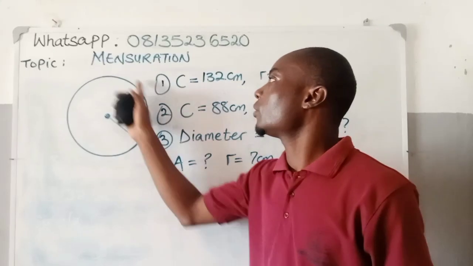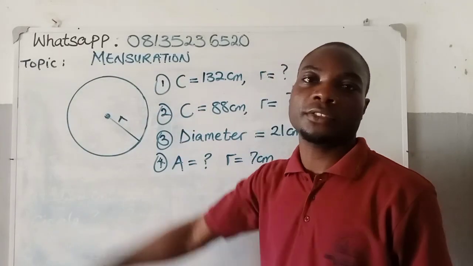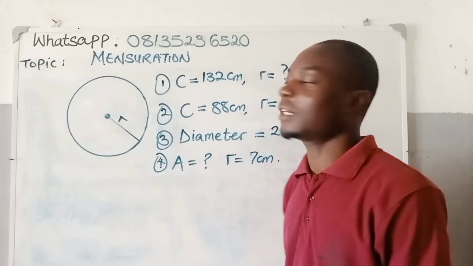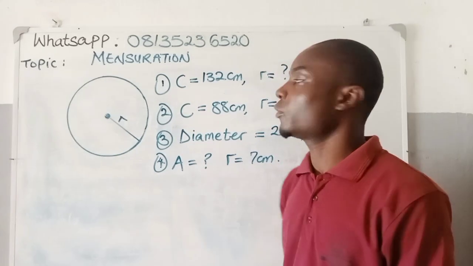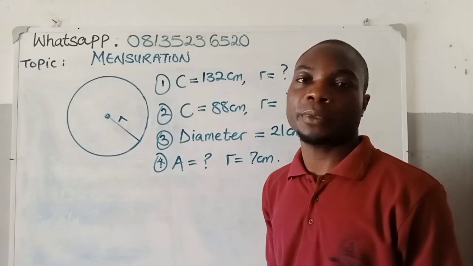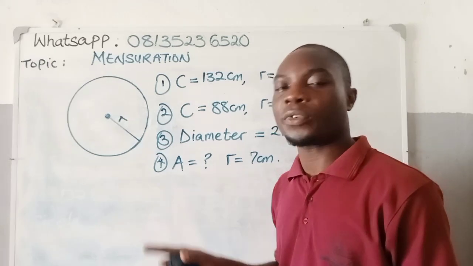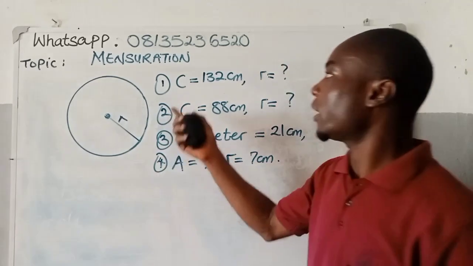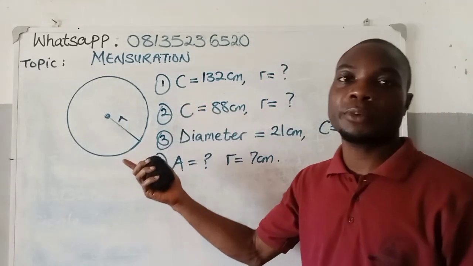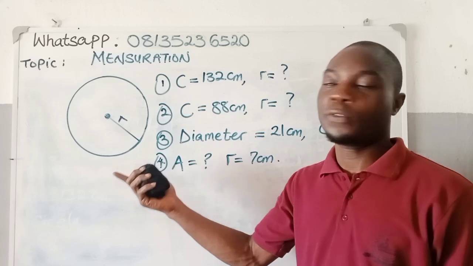The total distance round a circle is known as its circumference, and that can also be called its perimeter. So the perimeter of a plane shape, any plane shape at all, whether rectangle, square, or circle, is the total distance round that plane shape. So we're going to be answering these questions, and the word perimeter is also known as circumference when you deal with circle.